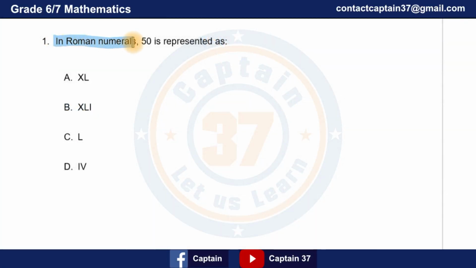In Roman numerals, 50 is represented as... What you need to know and understand are the base Roman numerals. And the base Roman numerals are I, V, X, L, C, D, and M. These are the base Roman numerals.